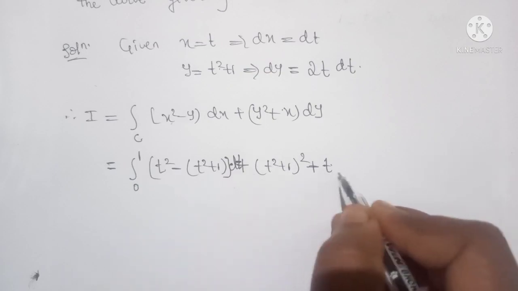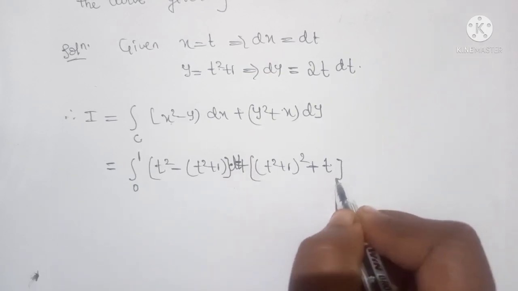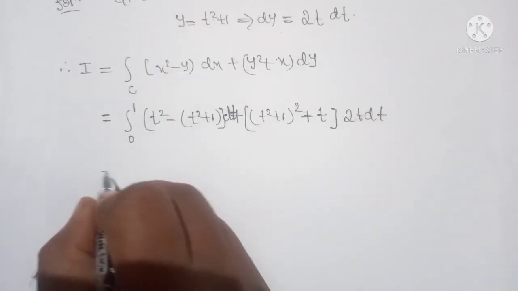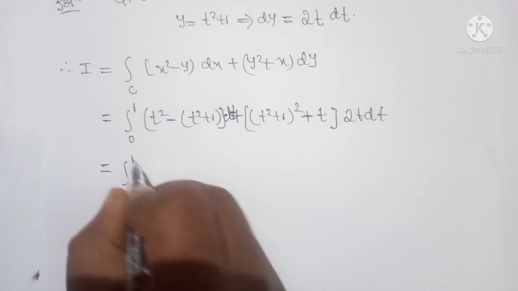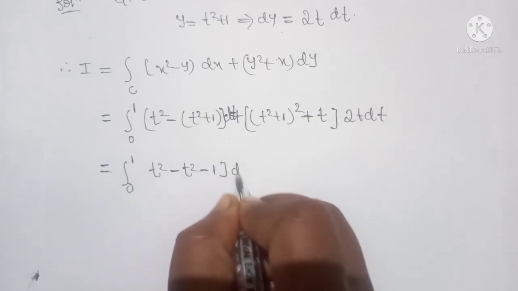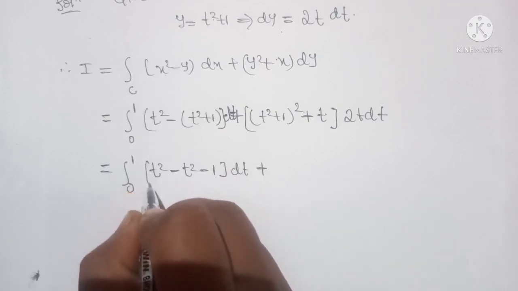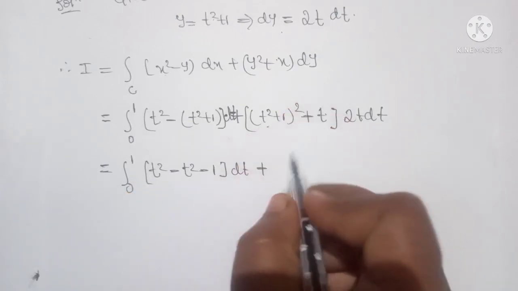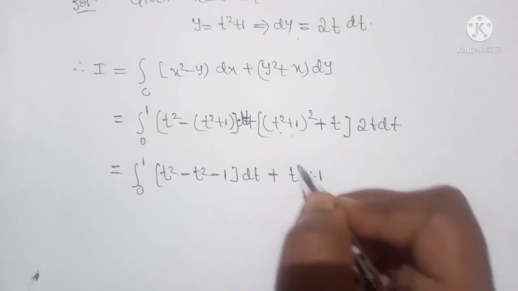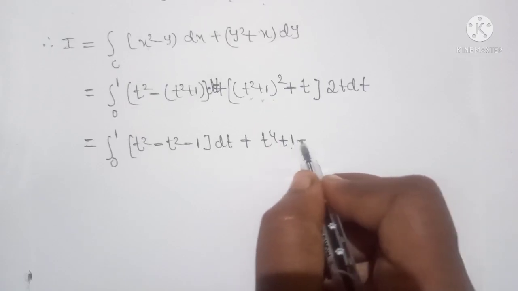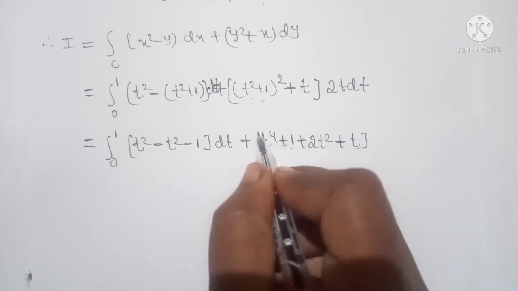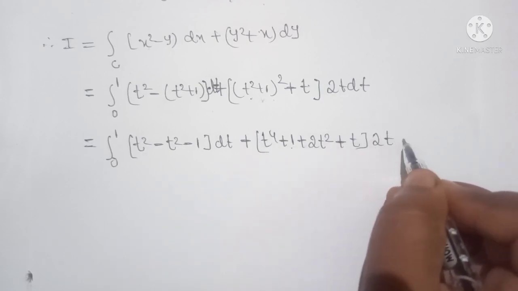Here we have to substitute the dx value which is equal to dt, okay, and the dy value is 2t dt. So further simplifying this we get integral 0 to 1 of (t square minus 1) dt plus, expanding this one we get, using the (a plus b) whole square formula, t power 4 plus 1 plus 2t square plus t into 2t dt.